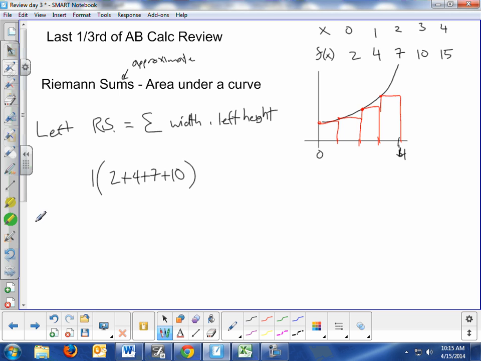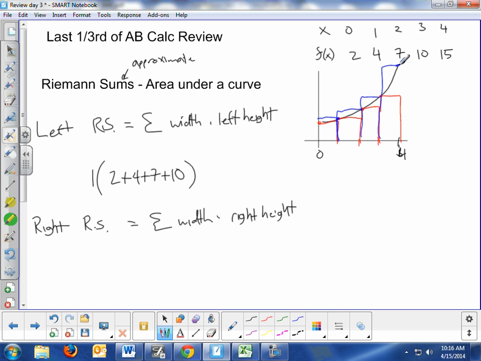Okay? Then we said, well, we could do the same thing, but with heights on the right of the intervals. An example here, I would use these heights on the right to determine the shape of my rectangle. And in this case, you could do a shortcut by doing your consistent width times the sum of your right heights of each interval.